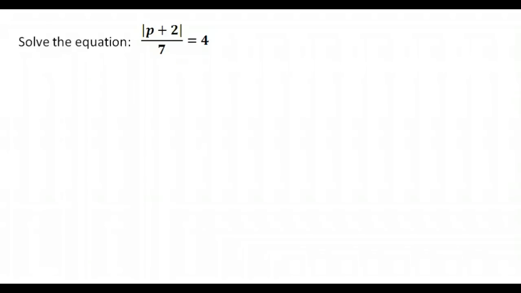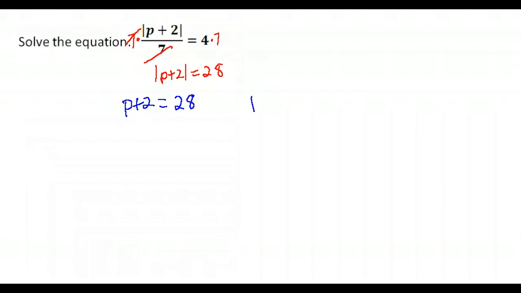Here's another example. Again, first step is to isolate the absolute value, so I can't have it divided by 7. So I'm going to go ahead and multiply both sides by 7 so the absolute value is completely alone. Next step, set up two equations, one positive and one negative. So I have p plus 2, notice I took the absolute value off for this, equals 28, and p plus 2 equals negative 28.